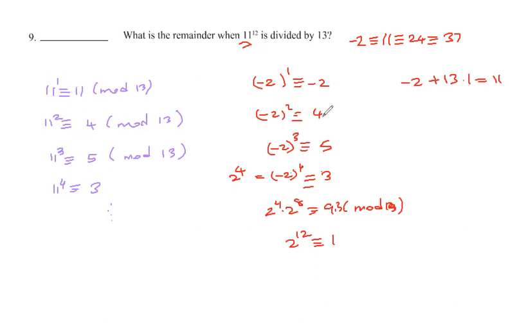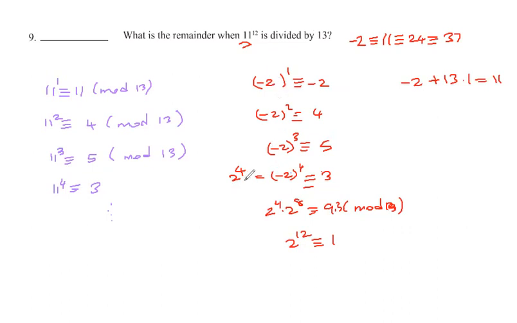And then -2 squared is 4. -2 to the third is -8, or you can just multiply, that's 8, -8. But -8, if you add 13 to negative 8, you get 5. So which is why we got -2 to the third power is 5. Does that make sense? Yeah.